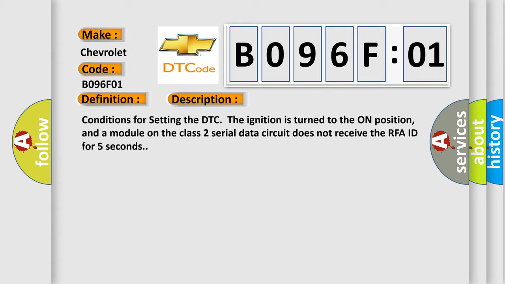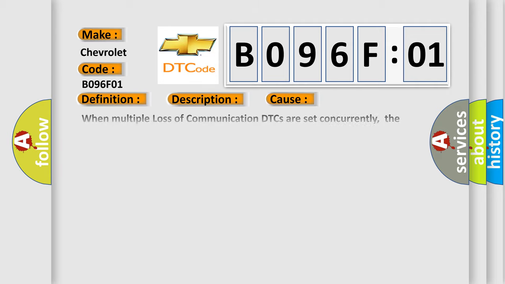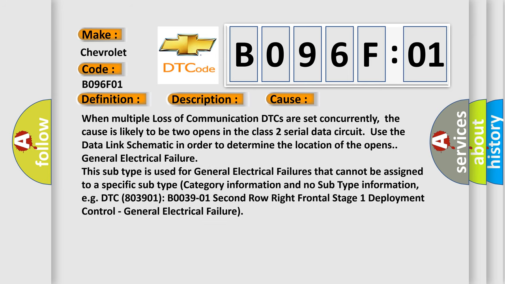Conditions for setting the DTC: the ignition is turned to the on position, and a module on the Class 2 serial data circuit does not receive the RFA ID for 5 seconds. This diagnostic error occurs most often in these cases. When multiple loss of communication DTCs are set concurrently, the cause is likely to be two opens in the Class 2 serial data circuit. Use the data link schematic in order to determine the location of the opens.